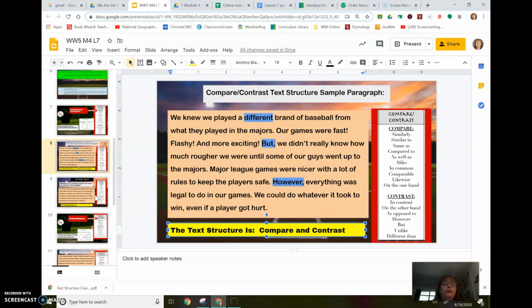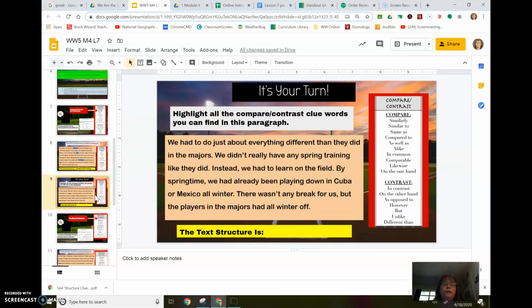On the next slide, you're going to be asked to find the clue words for yourself. You're being asked to highlight all the words just like I did in the paragraph on slide 8. And you're being asked to tell what the text structure is down here at the bottom. All right, it's your turn.